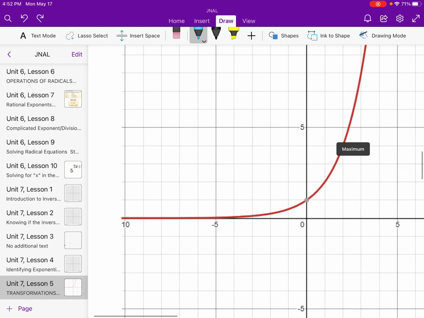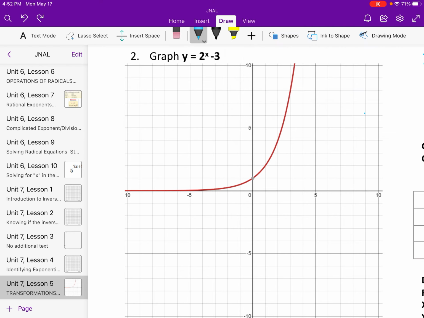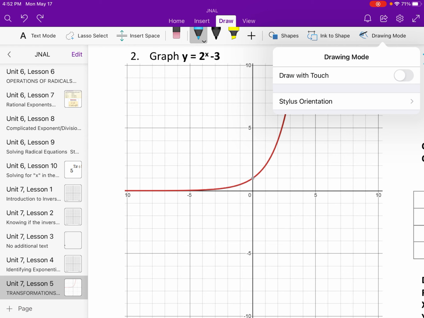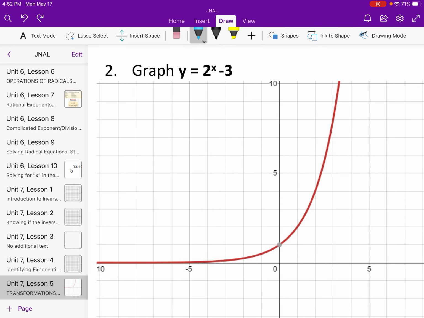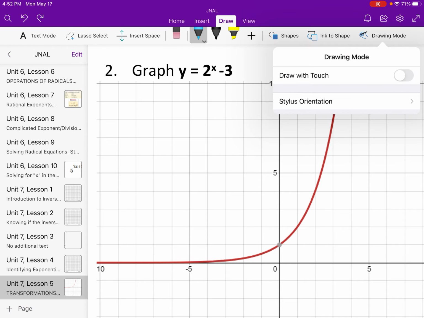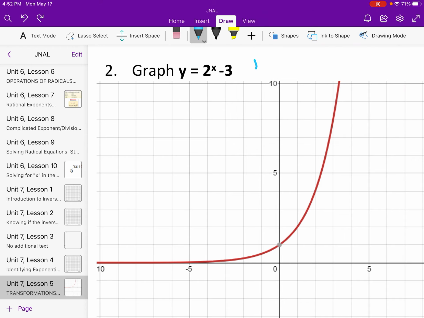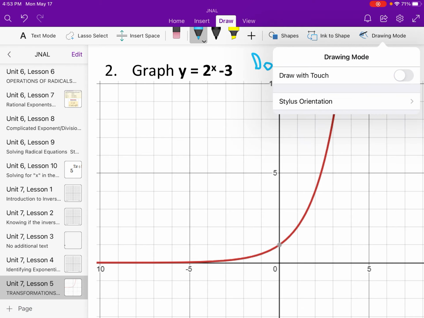Alright, let's do another one. So this time, we see that we have a transformation. What's different? The -3, but it's not in the power, so that means that would be our k, which means we're going to have a change up or down. Because it's negative, that means down, and 3. So down 3. That's what this graph's going to do.